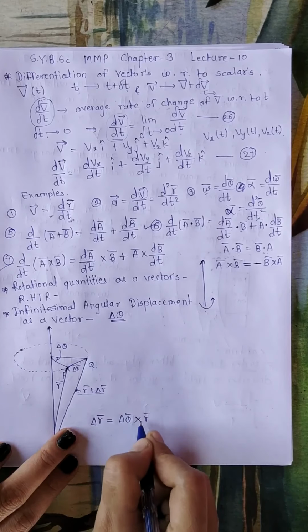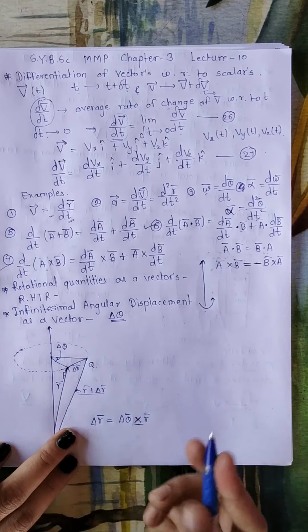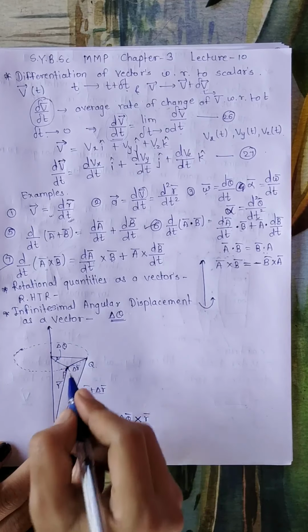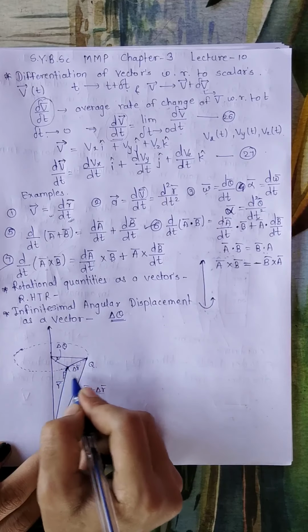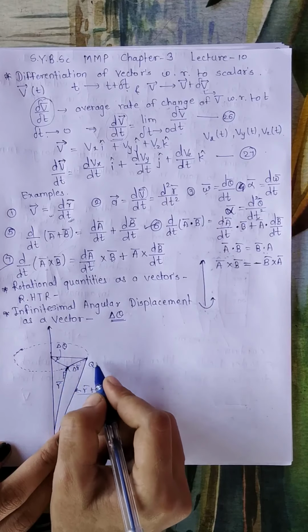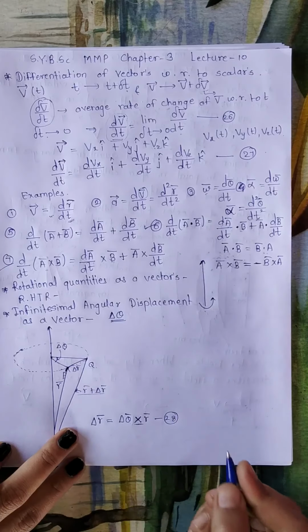As we have already discussed in detail about the cross product, the cross product of this delta theta with R will give us the infinitesimal displacement of point P to point Q, and let me call this equation number 28.